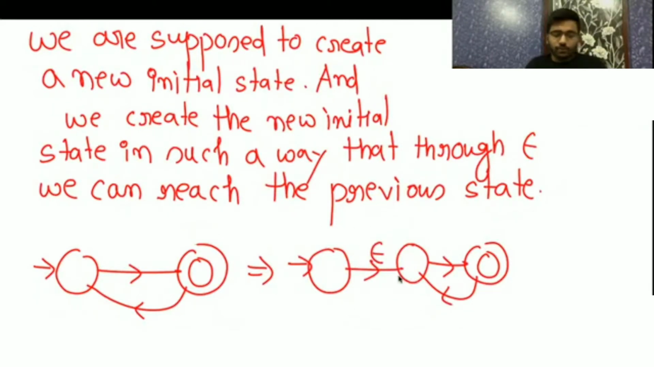So rule 1 is saying that the initial state should not have any incoming edge. If it is having any incoming edge, then from the new initial state by only getting epsilon it should reach the previous initial state. Okay, and the rest will remain the same. We create the new initial state in such a way that through an epsilon move we can reach the previous initial state. This is rule 1.